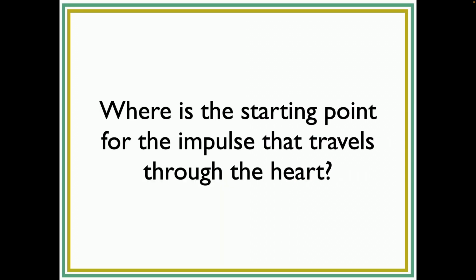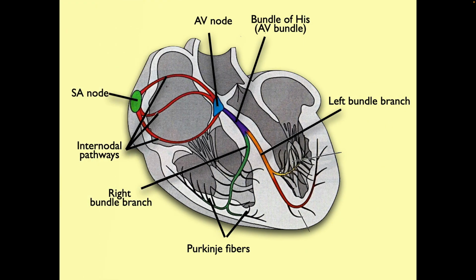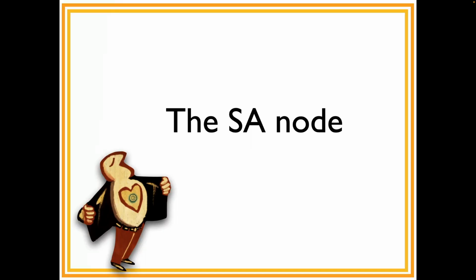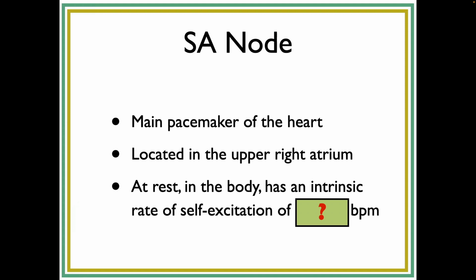So Spencer, what is the starting point for the impulse that travels through the heart? The SA node. Excellent, okay. And if you remember, the SA node location is in the upper right, not really corner, I guess, region of the right atrium. Riley, do you remember what SA stands for? Sinoatrial node. Excellent, okay.